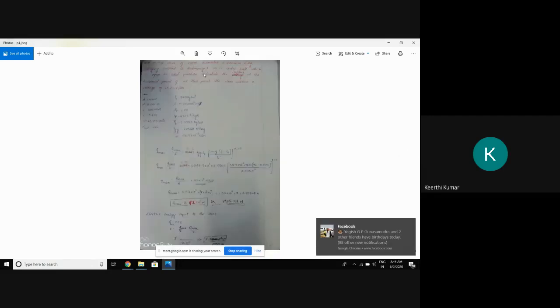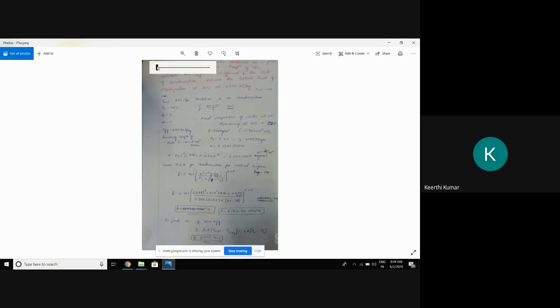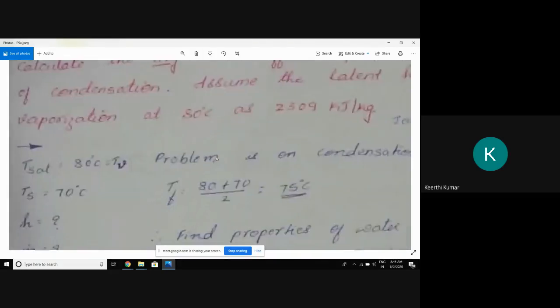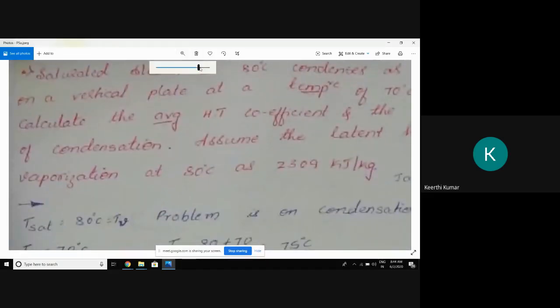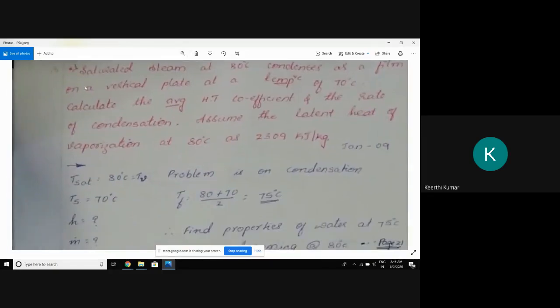Now this is the problem. Saturated steam here in the condensation. Remember, in the condensation, the fluid temperature will be greater and the surface temperature will be less. And in the boiling, the fluid temperature will be less and the surface temperature will be more. Then only the liquid can get boiled. So that is the condition for boiling, and this is the condition for condensation.